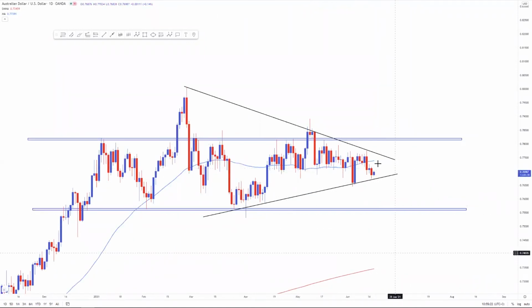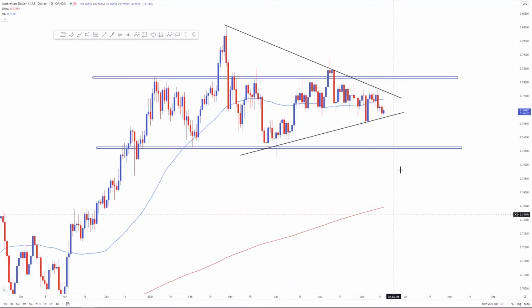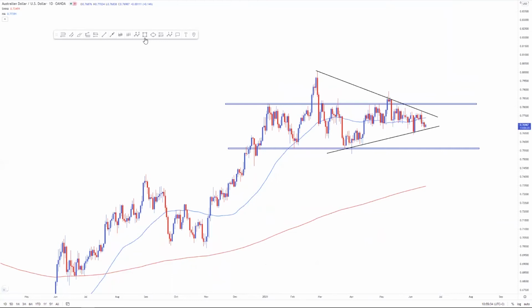If we're able to break this triangle, my first target will be this support, okay? This support over here. If we're able to break that, then I'll be expecting market at least to come and test this 200 moving average in line with this previous resistance, okay? But that's long term.